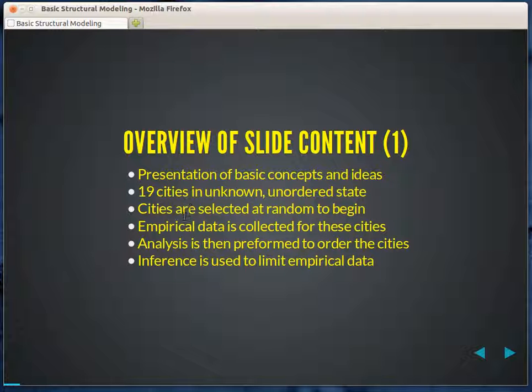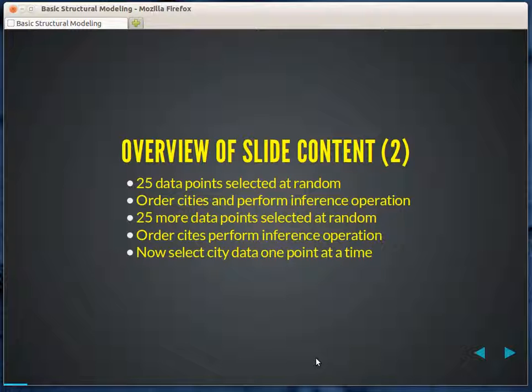And we do that by collecting empirical data. But collecting empirical data costs money. So we use some inference and other techniques to reduce the cost. We'll go through these particular detailed steps in later videos, how that inference and the integration works. But what we do is essentially we just collect 25 data points at random, then we order the cities, then once they're ordered we do some inference and we collect more data and so forth until all the cities basically are ordered.